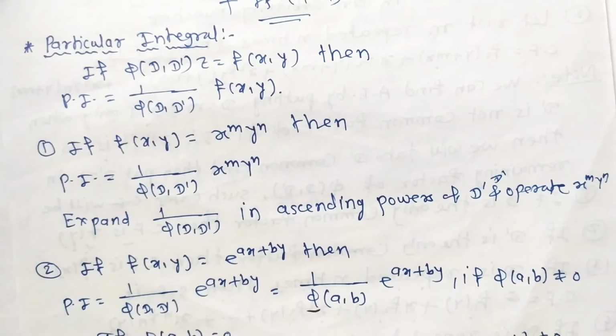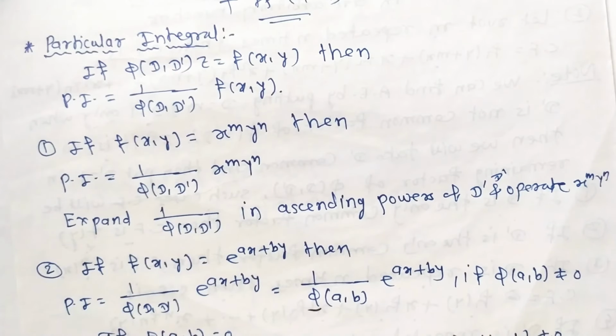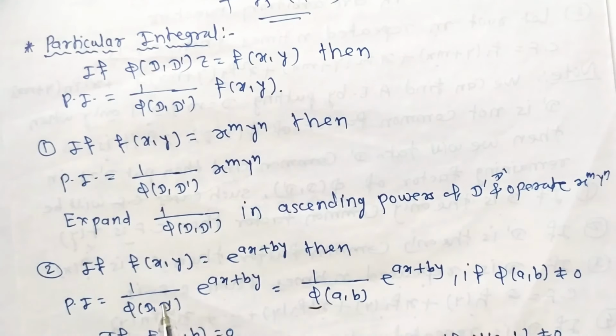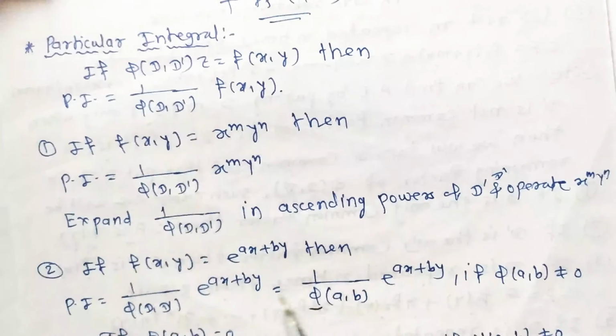Today we are going to start particular integral, means how to find the particular integral of a partial differential equation with constant coefficients. In the last video we already saw the complementary function. Now today we will take the particular integral, and then we can write the complete solution of the given partial differential equation with constant coefficients, that is CF plus PI, means complementary function plus particular integral.